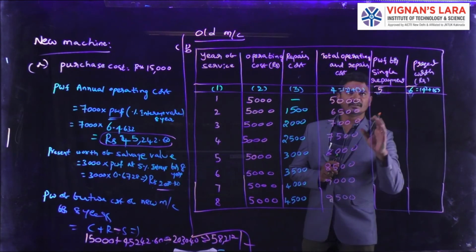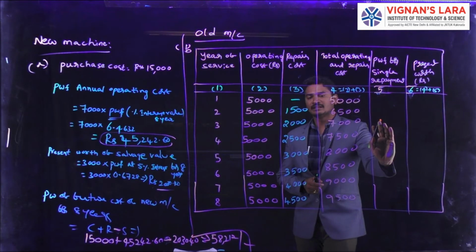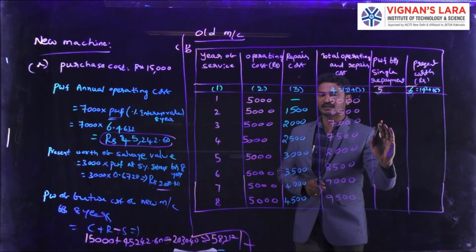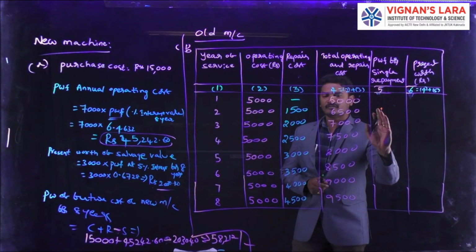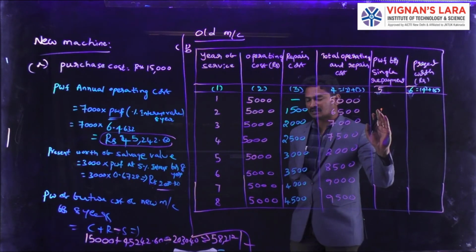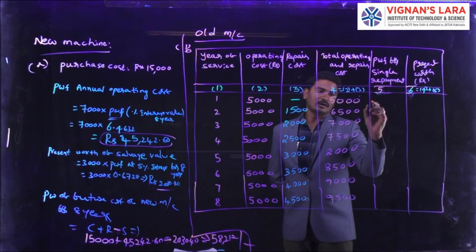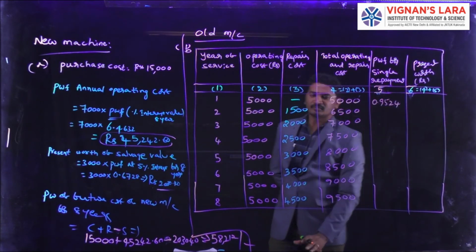Next, coming to this PWF for single payment. Every year they are giving the discount rate as 5%. They are given for 8 years. We are going to calculate the discount, present worth factor. We are going to calculate for 8 years, that is with an interest rate of 5%. After that we get 0.9524. It is for every subsequent year.